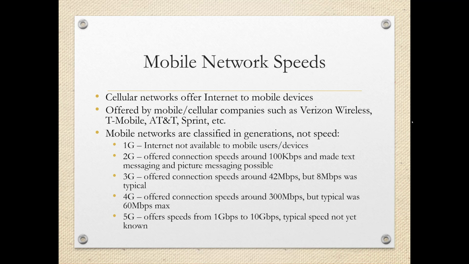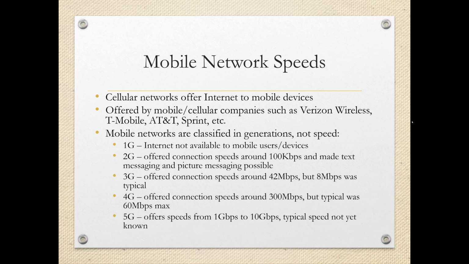Mobile networks are classified in generations, not necessarily speed. Now, each one does get slightly faster, but it isn't directly related to a speed. For instance, 1G really didn't offer any internet. 2G did offer some internet, but it was around 100 kilobits per second, so it's like 0.1 megabit per second. It made text messaging and picture messaging possible. 3G offered connection speeds of around 42 megabits per second max, but around 8 megabits per second was the typical rate. 4G offered connection speeds around 300 megabits per second, but the typical was around 60 megabits per second max.